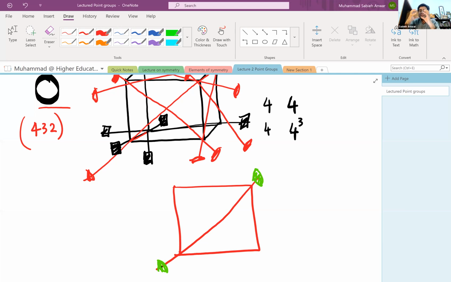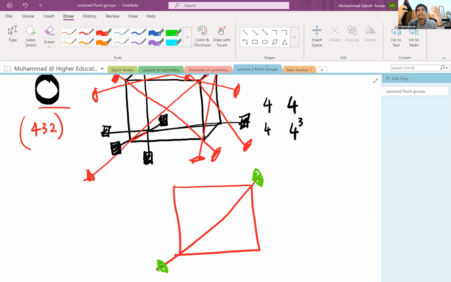Now, if I rotate it by 90 degrees, of course, I'm changing the position of the cube. I land it somewhere else. But if I ignore the spatial translation, the object is still the same, right? So we haven't yet considered translational operations. Macroscopically, the object remains the same. And that is the beauty of point groups.